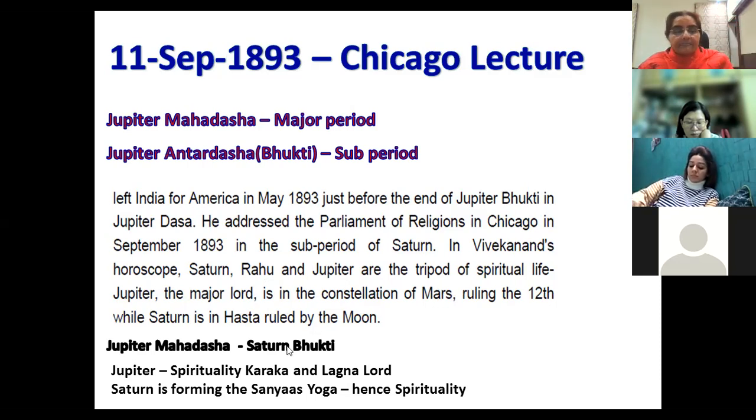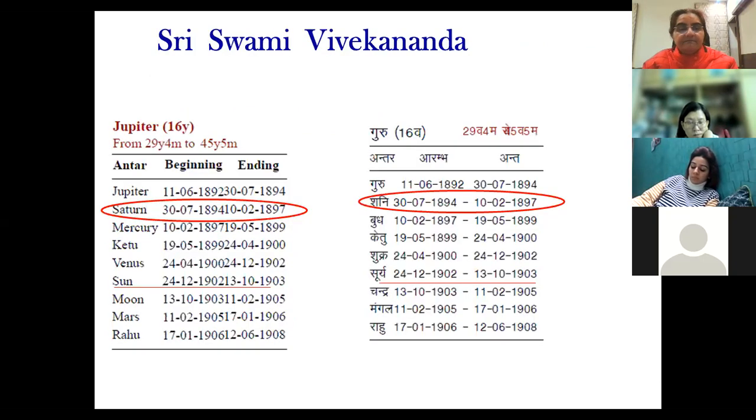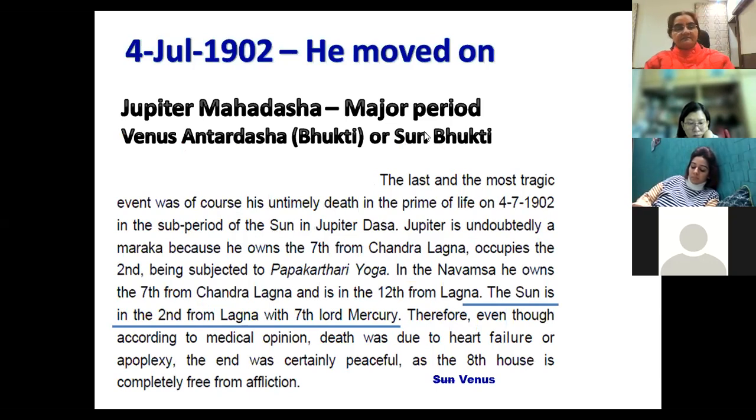in a foreign country. Now Jupiter is the spirituality karak. Otherwise also Jupiter is the significator of spirituality, and it is also the Lagna Lord. So this is happening in Jupiter Mahadasha. Saturn is from Sannyas Yoga, hence spirituality. When Saturn and Jupiter are together, the person is not interested much in material life, more in spirituality. Now, the last event.